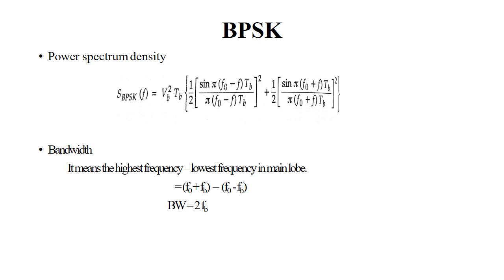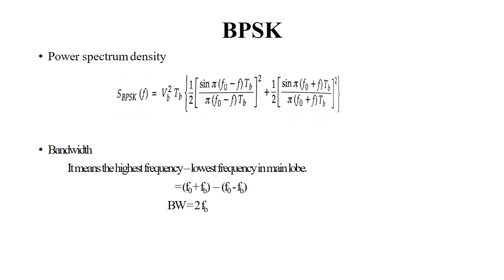Next we have to find out the power spectral density of the BPSK, that is S BPSK of f is equal to Vb squared Tb into 1 by 2 [sin pi (f0 minus f) Tb divided by pi (f0 minus f) Tb] the whole squared, plus 1 by 2 into [sin pi (f0 plus f) Tb divided by pi (f0 plus f) Tb] the whole squared.